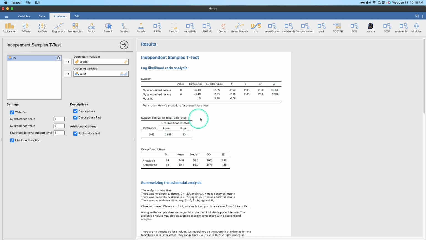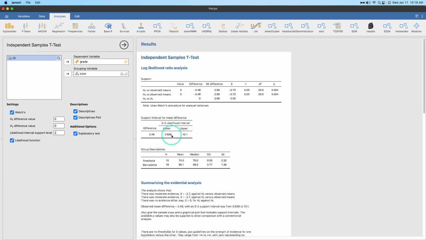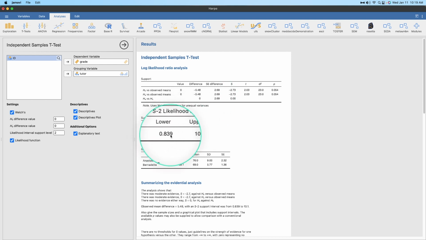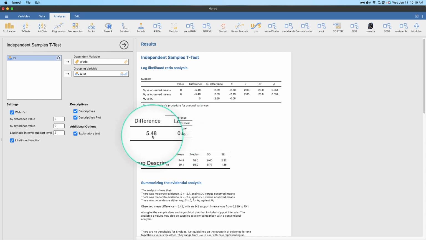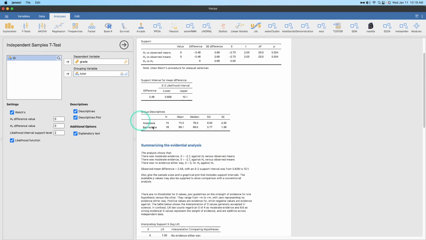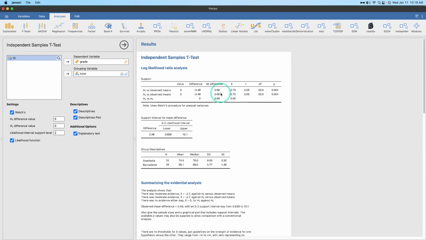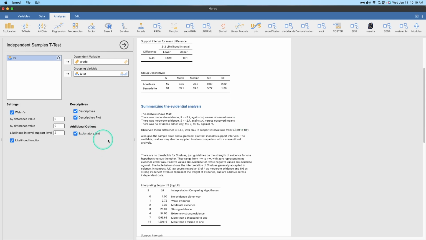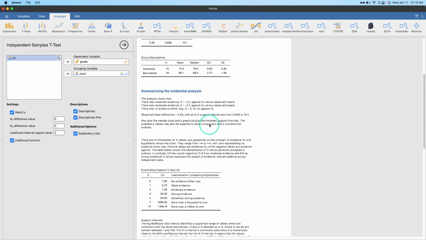All right, so let's talk about the support interval for the mean difference. So this would be the S minus 2 likelihood ratio. For S minus 2, we end up with a lower bound of 0.839 and an upper bound of 10.1 using the difference of 5.48, okay? Here are the group descriptive statistics. So let's talk about what these values mean, okay? And that's where the explanatory text comes in. This is amazing. That's why I didn't really describe S and S minus 2 likelihood, because I know it was going to be down here.